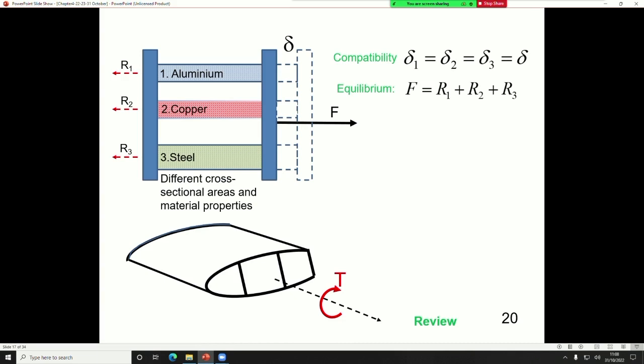When we apply the torque, each of these little cells has its own resisting torque. They have different thicknesses. They may be made of different materials, very similar to what you see on the top. So each one of them has a resisting torque. We call them T1, T2, T3, like R1, R2, R3. Based on equilibrium, I can say the external torque is equal to the summation of these smaller resisting torques.